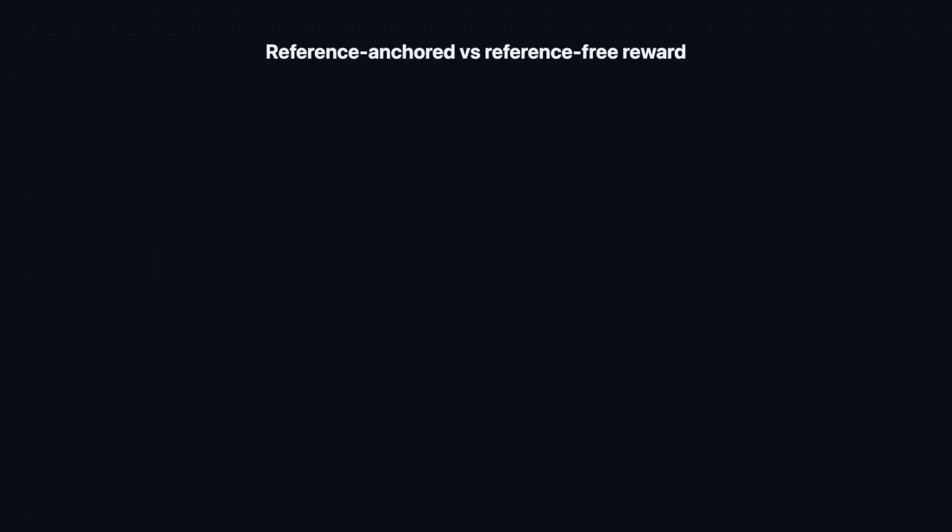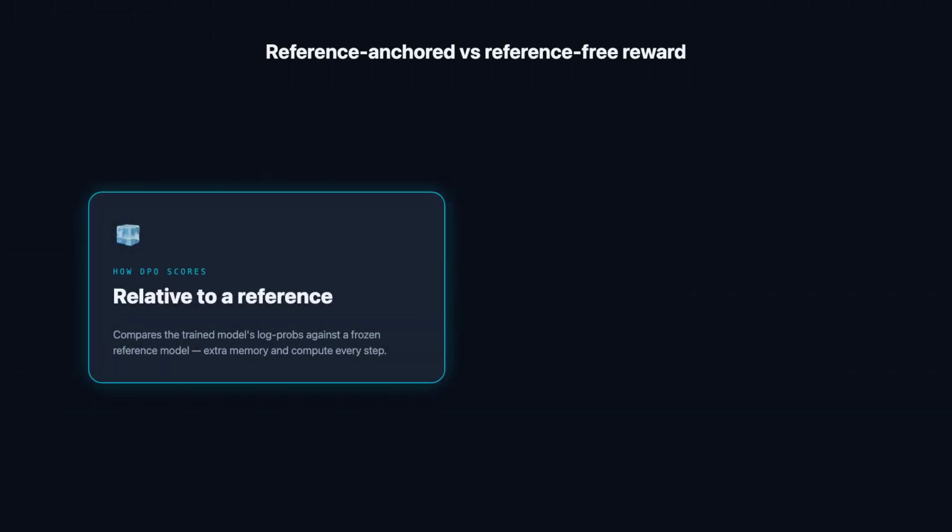Let's put the two rewards next to each other, because the whole idea lives in that contrast. DPO measures a response relative to a frozen reference model. You keep a second copy of the model loaded the entire time, comparing the trained model's log probabilities against it. That reference is extra memory and extra compute you're paying for on every step. And for large models, that second copy is far from free.